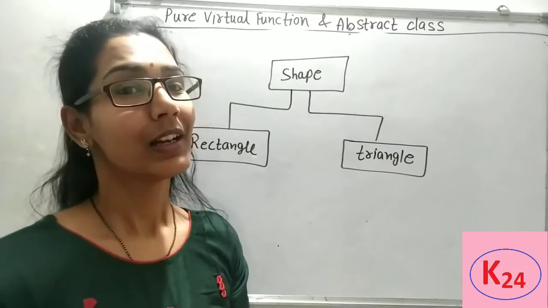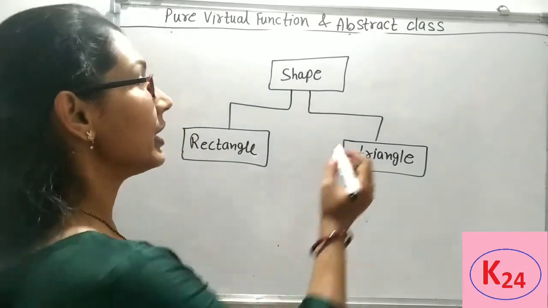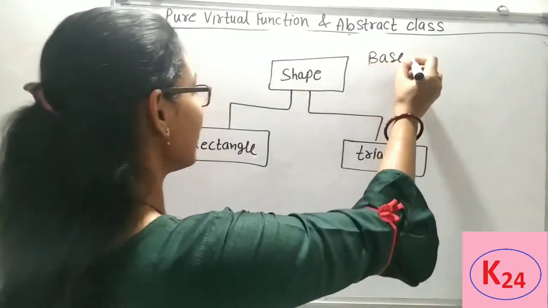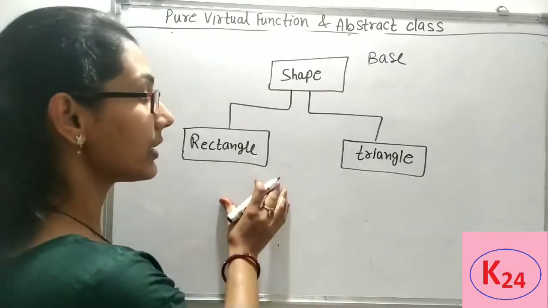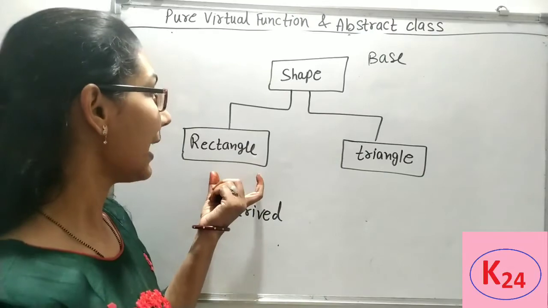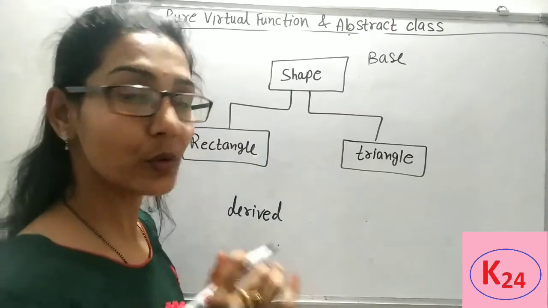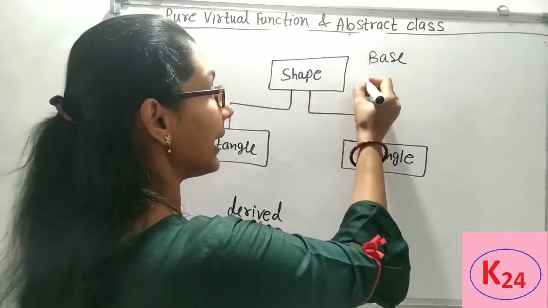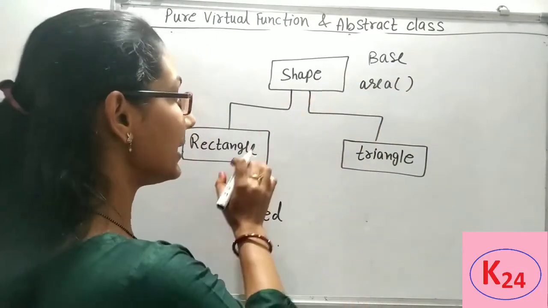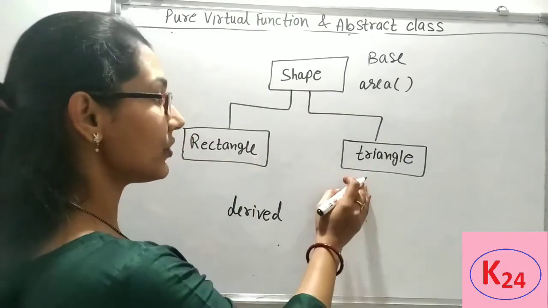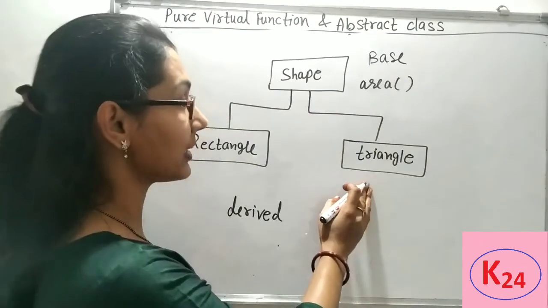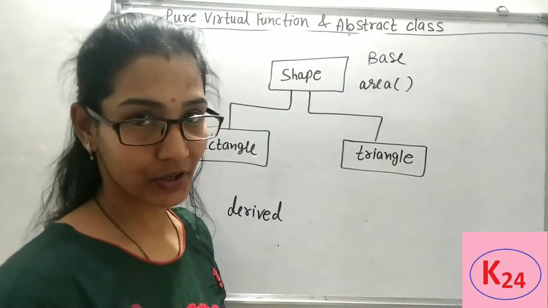For example, there is a situation where we have to create three classes. Shape as the base class, then rectangle and triangle as the derived classes that inherit it. We have to use the area function in these three classes. These are shapes, and in these shapes we have to calculate the area of the rectangle and the area of the triangle. So we will use the pure virtual function concept.